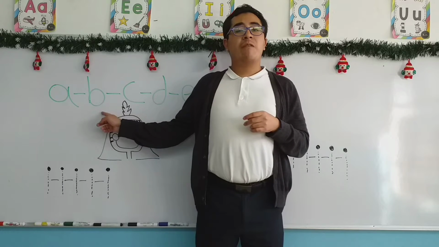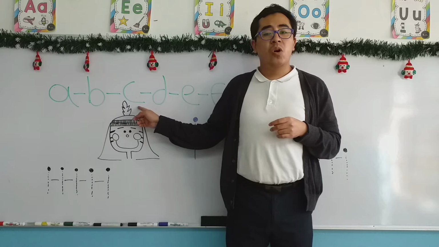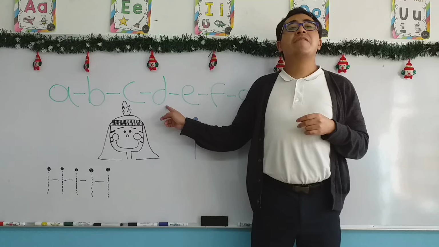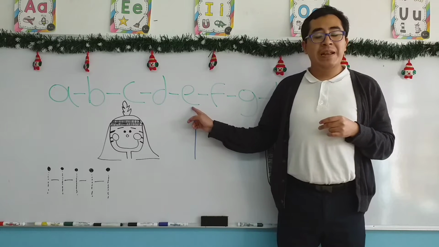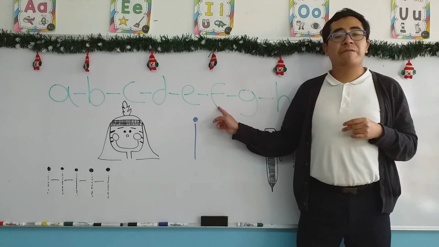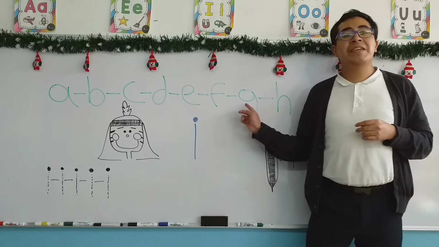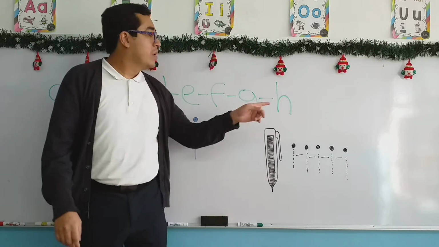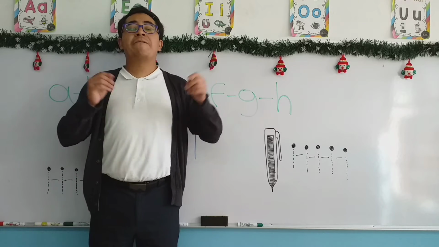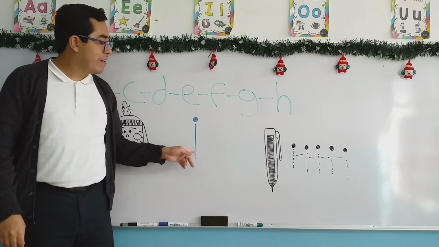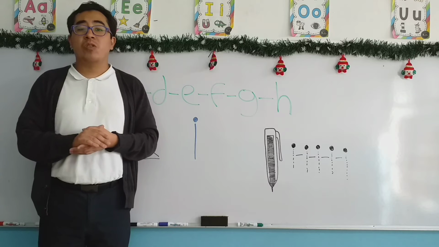Small B for Brenda. Small C for Carlos. Small D for Diego. Small E for Emiliano. Small F for Fernando. Small G for Geraldine. Small H for Hannah, the name of a girl. And finally, small I for Irma, the name of a girl also.